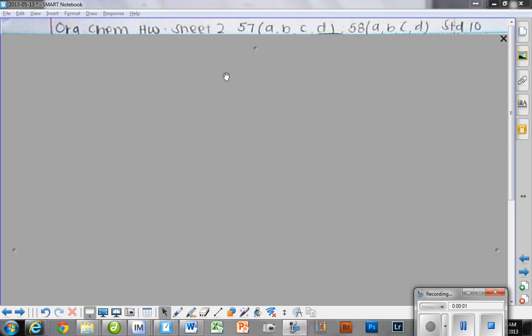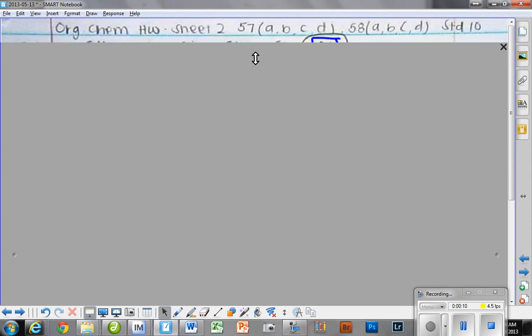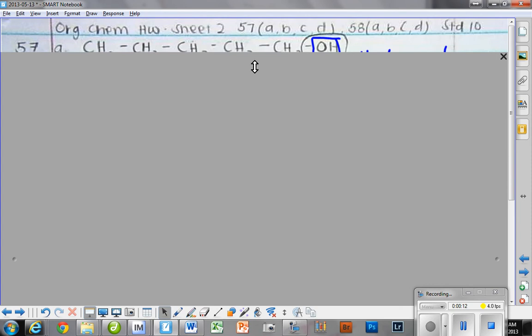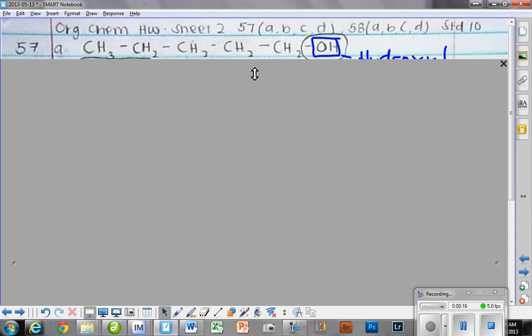Okay, we're looking at the homework, or not the homework, but the actual classwork that was done in class yesterday, which would have been Thursday, or I'm sorry, Tuesday. Now, this first guy, we were trying to name what kind of a compound they are and what we call the functional group.